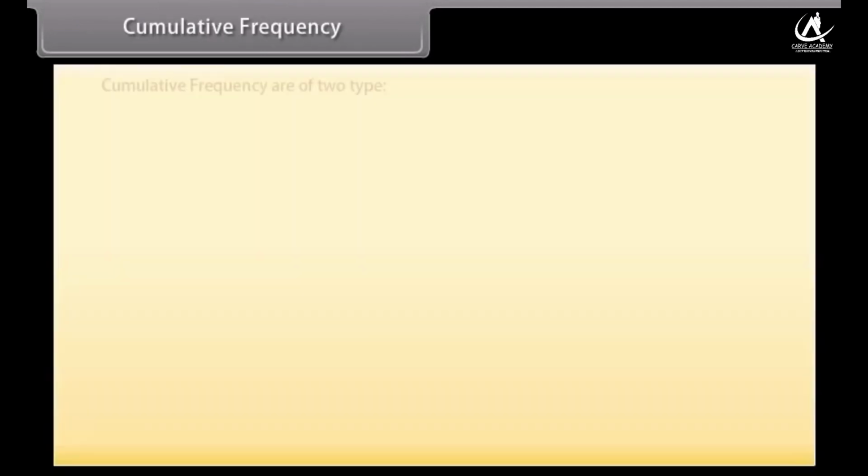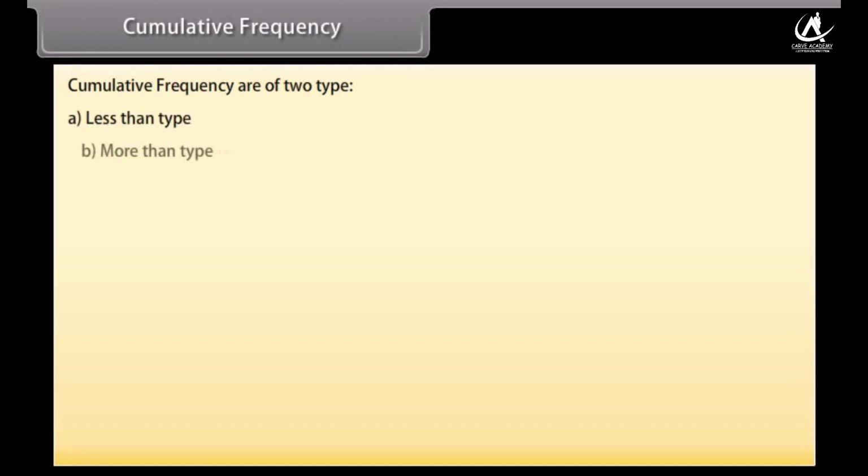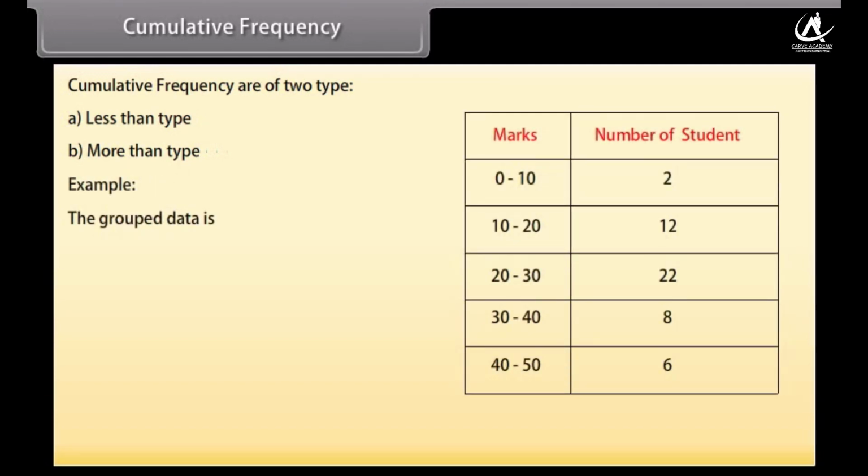Cumulative frequency. Cumulative frequency are of two types: A. Less than type. B. More than type. Let us understand it with example. The grouped data is, for marks 0 to 10, number of students are 2. For marks 10 to 20, number of students are 12. For marks 20 to 30, number of students are 22. For marks 30 to 40, number of students are 8. For marks 40 to 50, number of students are 6.